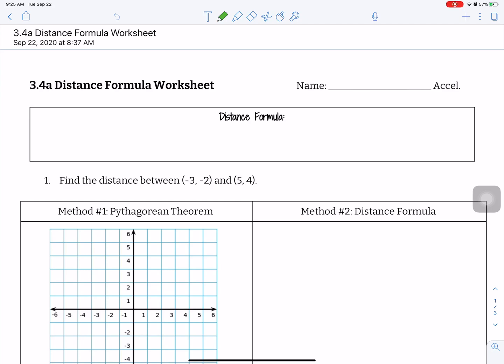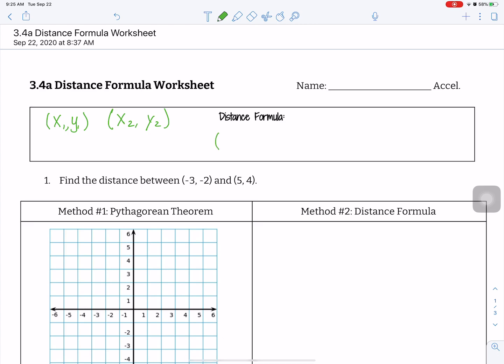So the distance formula uses 2 points. So we're going to label them x1, y1, just to represent there's 1 point, and x2, y2. Just like we had 2 different points in slope, but distance formula is going to tell us how far apart they are and not at what angle they are apart from each other.